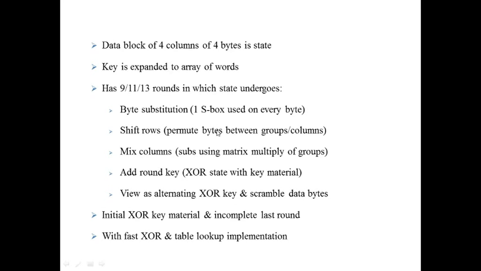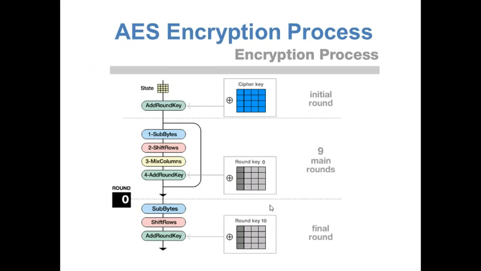Similarly, the first 4 bytes of the expanded key, which form a word, occupy the first column of the W matrix. The initial XOR operation and the fast XOR operation are being implemented with lookup operations. The key and the data are being scrambled with the XOR operation.